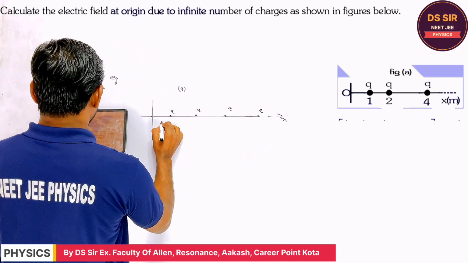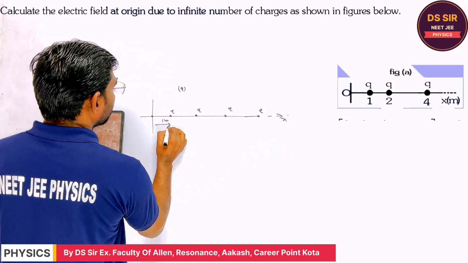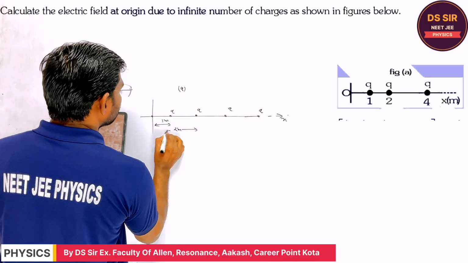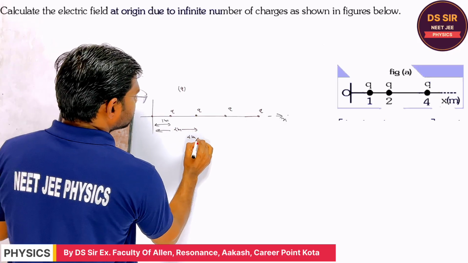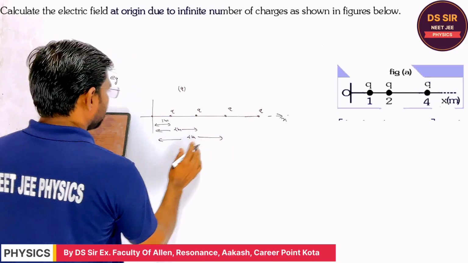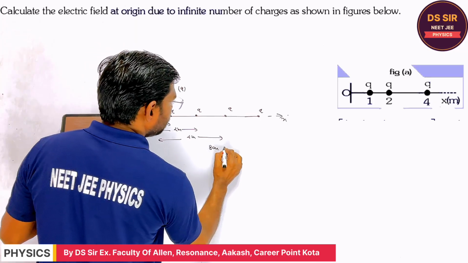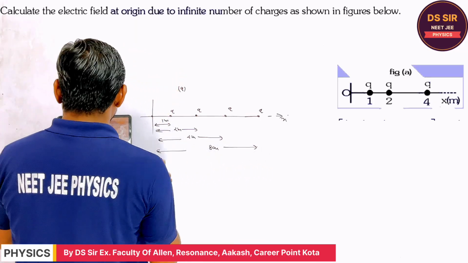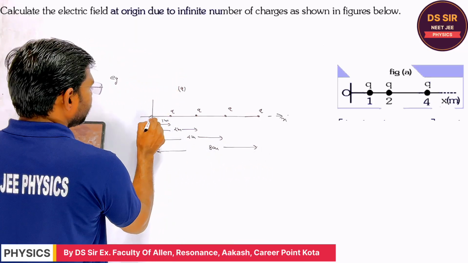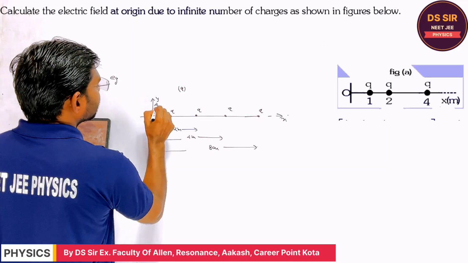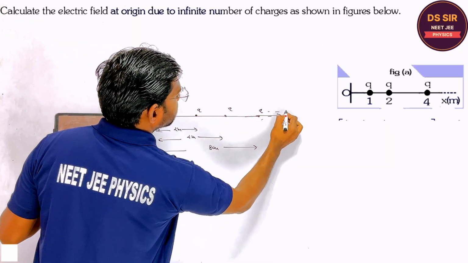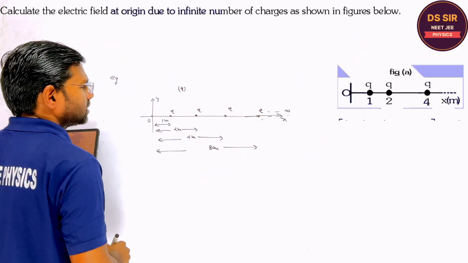This is 1 meter, this is 2 meter, this distance is 4 meter, and the next distance will be equal to 8 meter. So you have to find the electric field at this origin. Suppose this is the y-axis and this is the x-axis. Up to infinity the point charges are placed.